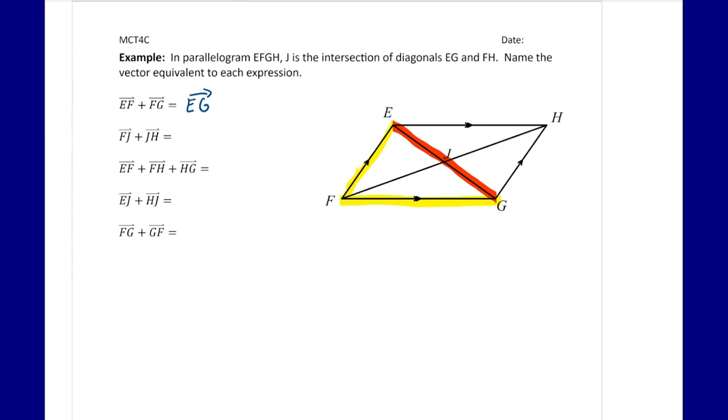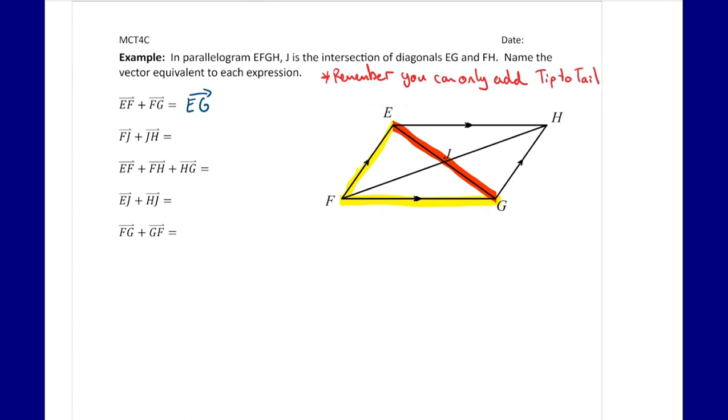Now, one thing to note, if you're doing something like this where you have a shape that's predetermined, or just in general, you want to remember you can only add tip to tail.